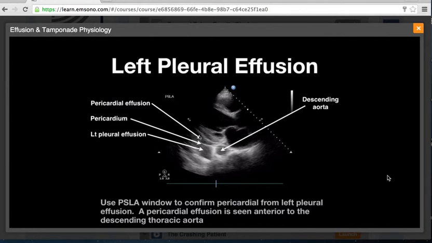Here you've got a pericardial effusion, and you know it's going to be a pericardial effusion because a pericardial effusion is going to go between the back wall of the heart and anterior to the descending aorta up towards the AV groove. A left pleural effusion is going to follow along the back wall of the heart, but it's going to stop at the descending aorta. So here you can see pericardium, pericardial effusion, left pleural effusion. So this is a great window for aiding in distinguishing between the two fluid collections.